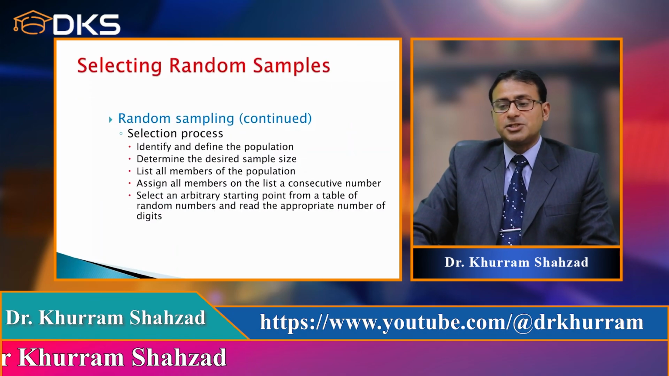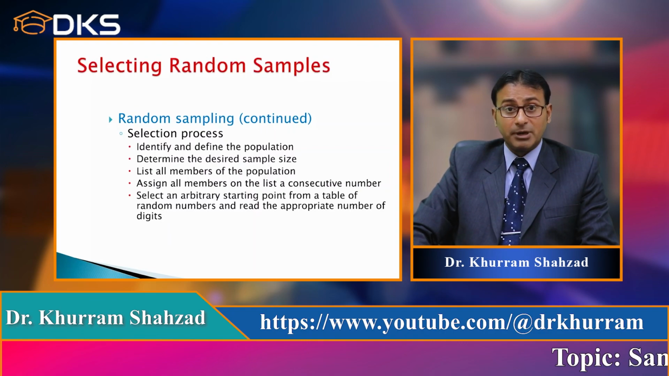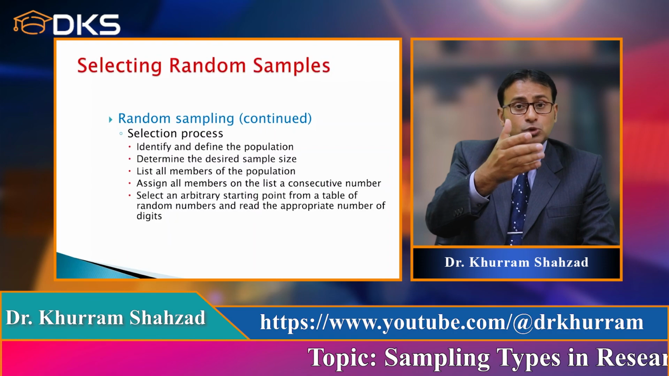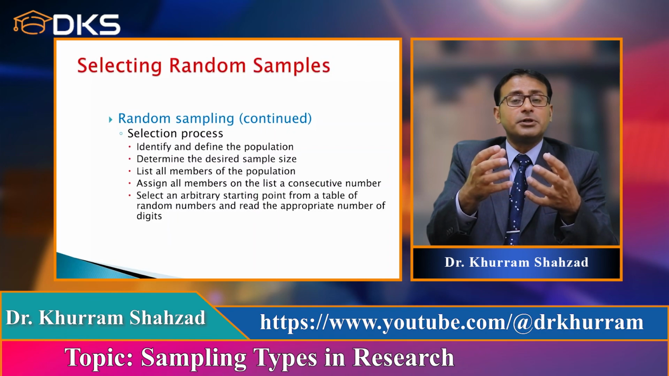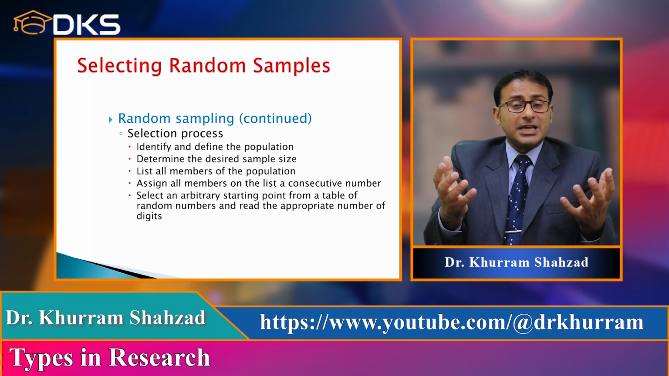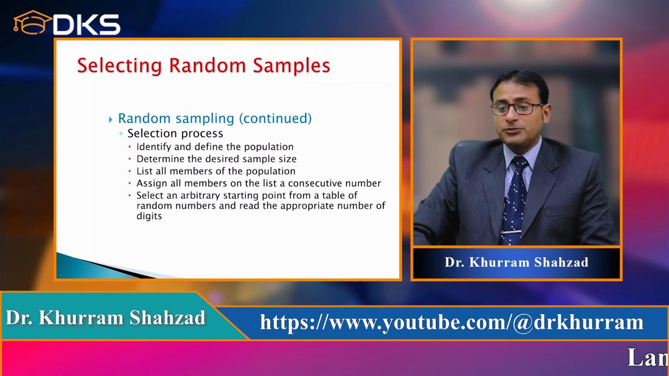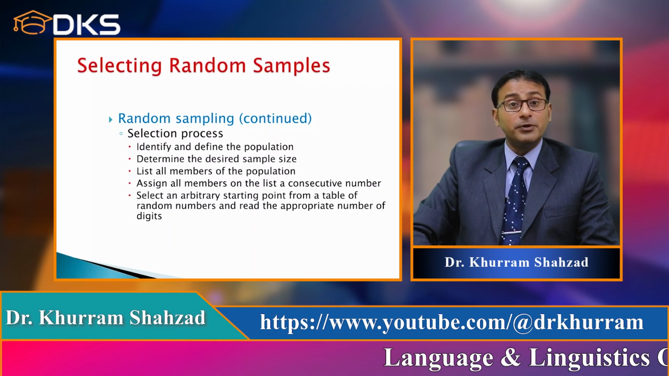Selection process for random sampling: identify and define the population, determine the desired sample size, list all members of the population, and assign all members on the list a consecutive number, for example from 0 to 999. These are the numbers that you are supposed to assign to each and every individual. Once the numbers are assigned, through Microsoft Excel or SPSS or some other statistical tool, you can draw the sample. Select an arbitrary starting point from a table of random numbers and then read the appropriate number of digits.